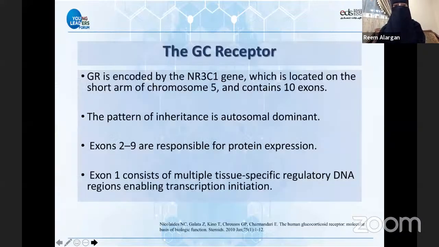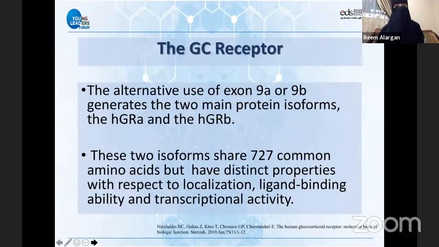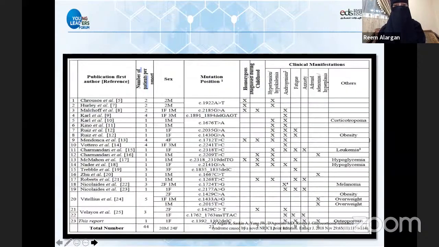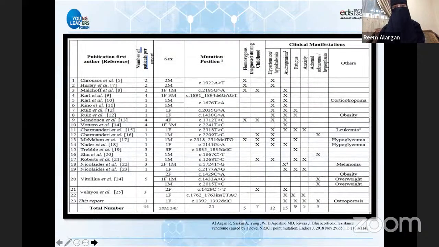So the glucocorticoid receptor is actually encoded by the NR3C1 gene, and that's located in the short arm of chromosome 5, and the pattern of inheritance is actually autosomal dominant. And this is at the time when we diagnosed our patient, that was actually in 2018, there were a total of 43 previously reported cases in 23 reports.